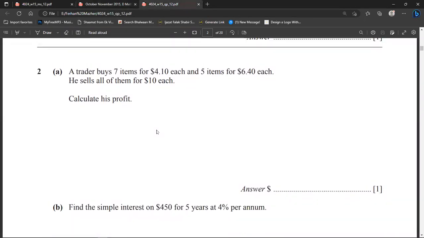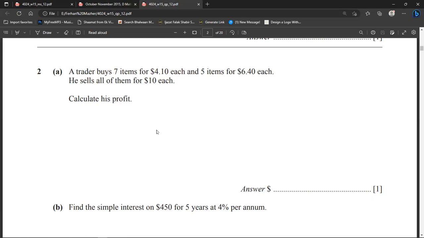Question number 2, it's A part. A trader buys 7 items for $4.10 each, and 5 items for $6.40 each. He sells all of them for $10 each. Calculate his profit. Okay, so first of all, we will calculate how much is the cost. The cost will be 7 multiply 4.10 plus 5 multiply 6.40, and that will give you the total cost. Then we will calculate what is the sale.